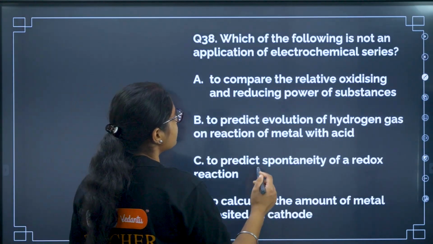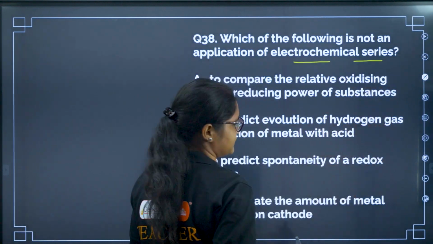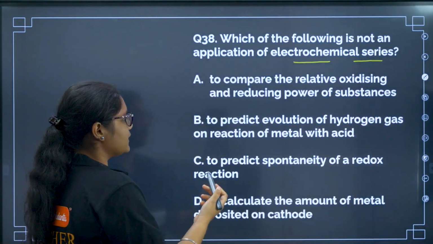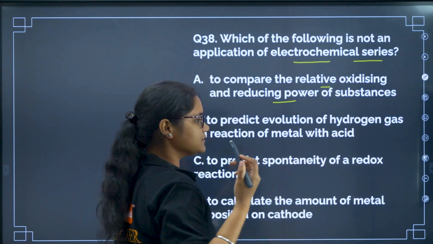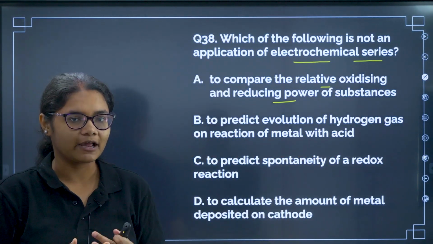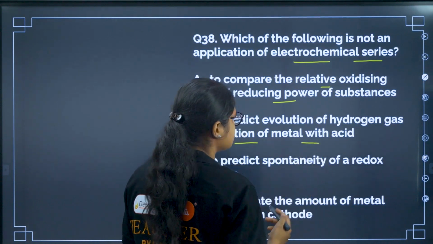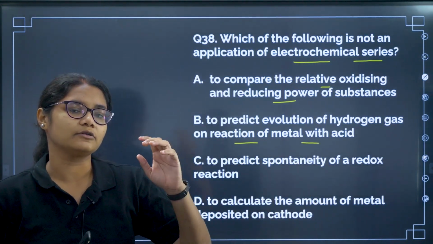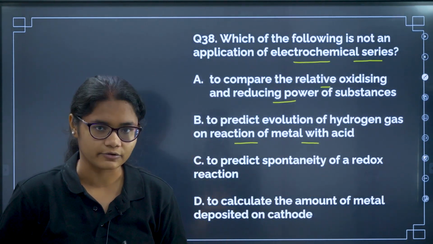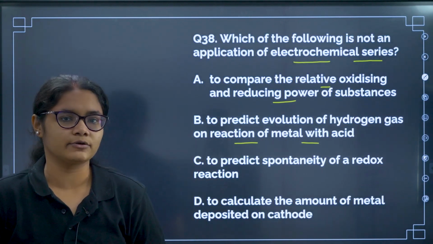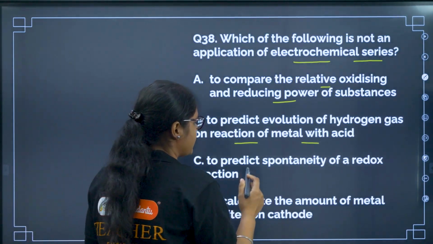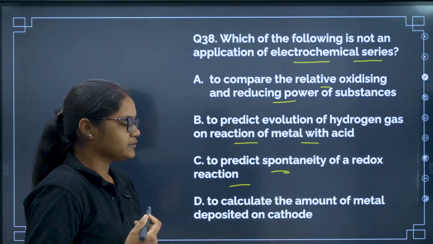Which of the following is not an application of the electrochemical series? To compare the relative oxidizing and reducing power, yes, this is an application. By seeing the reduction values, we can compare. To predict the evolution of hydrogen gas, this is also there. The metals whose reduction potential is more than hydrogen, like copper, cannot produce hydrogen gas, right? Then to predict the spontaneity of the reaction, yes, that is also an application.